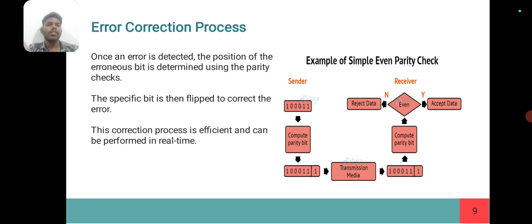Example of simple even parity check, where the sender and the receiver are the two components displayed. The sender sends the input of the error correction process, and the receiver receives it and accepts or rejects the data. There are two types in even.